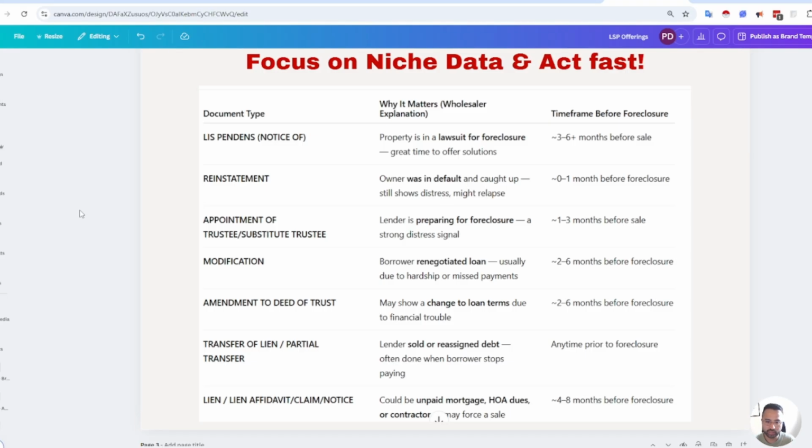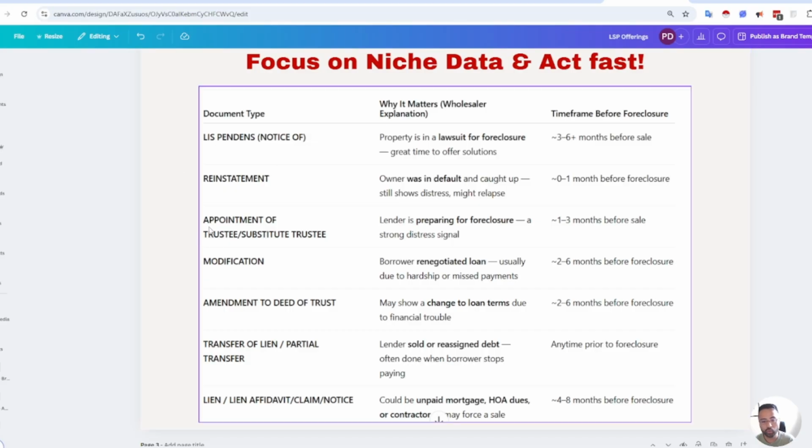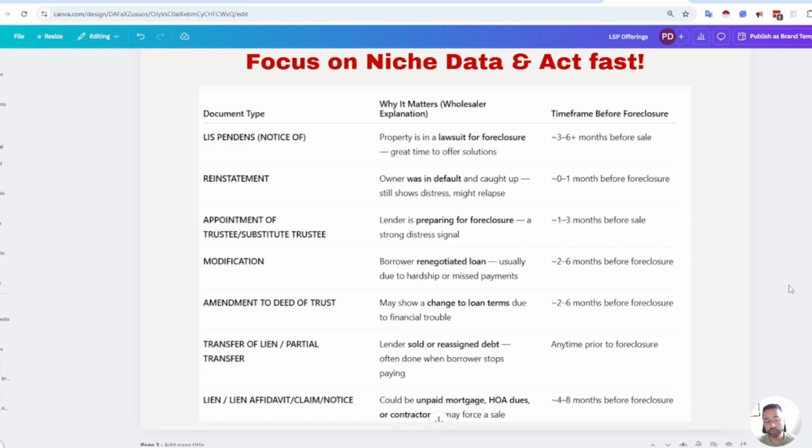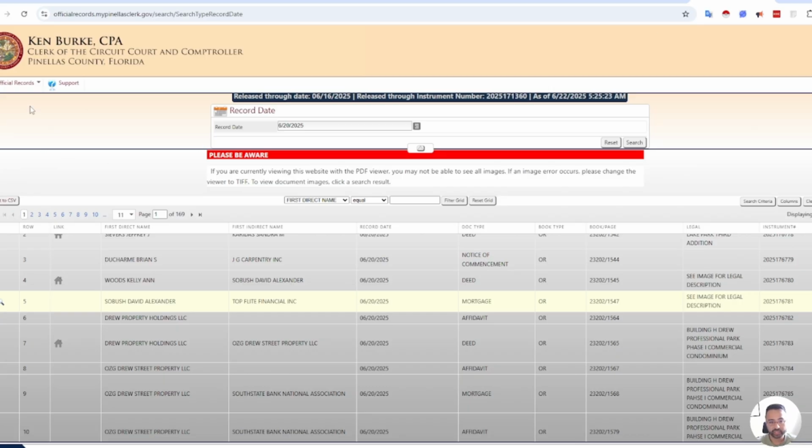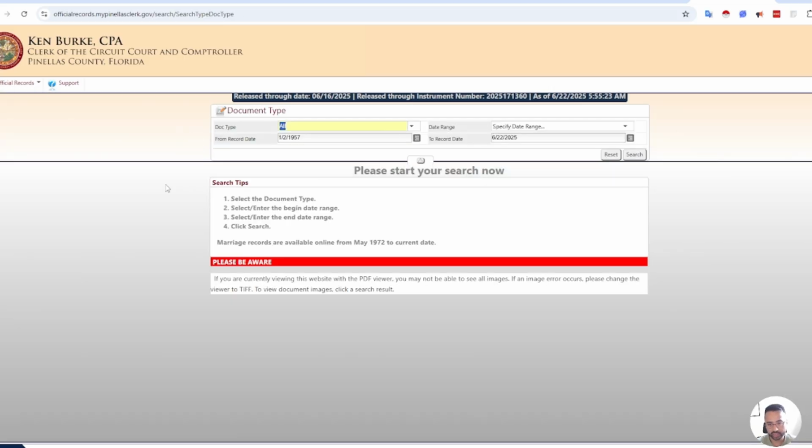In this case, things like lis pendens, appointing a substitute trustee, which typically relates to people falling behind on payments, right? And there are a lot of other document types that may tie specifically to your county. So for example, in Florida, there are different kinds of document types. And the nice thing about this is that sometimes they'll summarize it for you. On this specific one it's different, but you have things like bankruptcy and lis pendens as well. So things that are pretty straightforward, right?